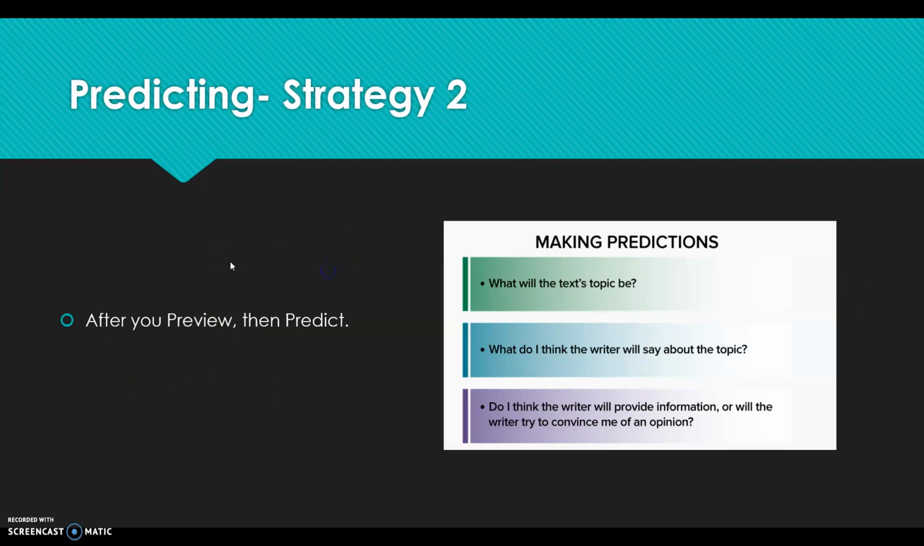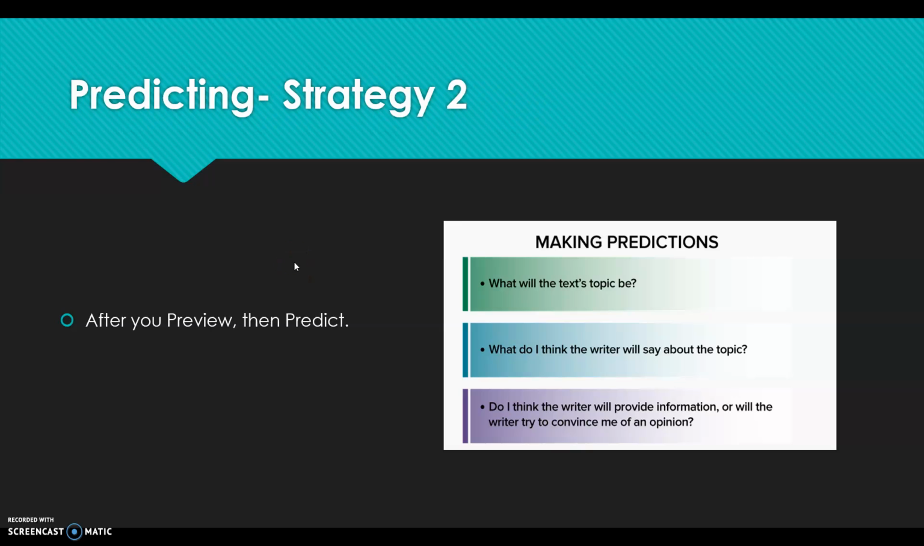Okay. Once you preview and you're trying to figure out the topic, that's where some predicting comes in. Here's where you predict what you think the text topic will be. What do you think the writer's going to say about the topic? And what do you think the writer's purpose is? Is it for information? Is it an argument? Is it entertainment? Because you might read all of those in your college journey.